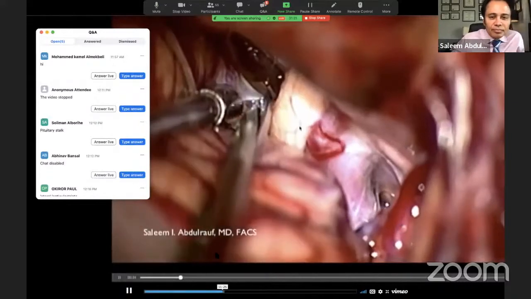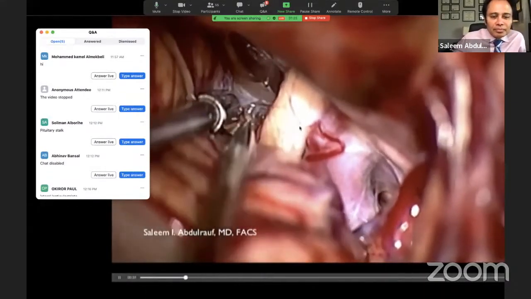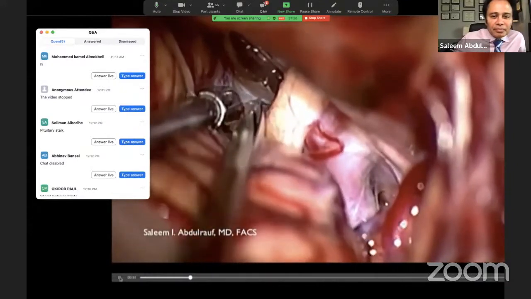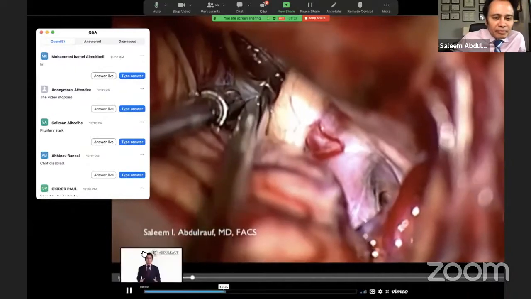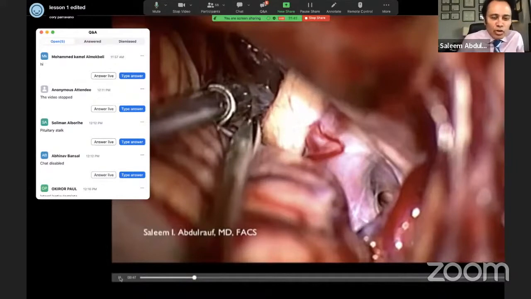Approach to the internal carotid artery. And first, let me define for you the anatomy as we have been discussing. A couple of technical things. I don't use retractors, which I believe personally is less traumatic to the brain, but if you use them, that's fine.